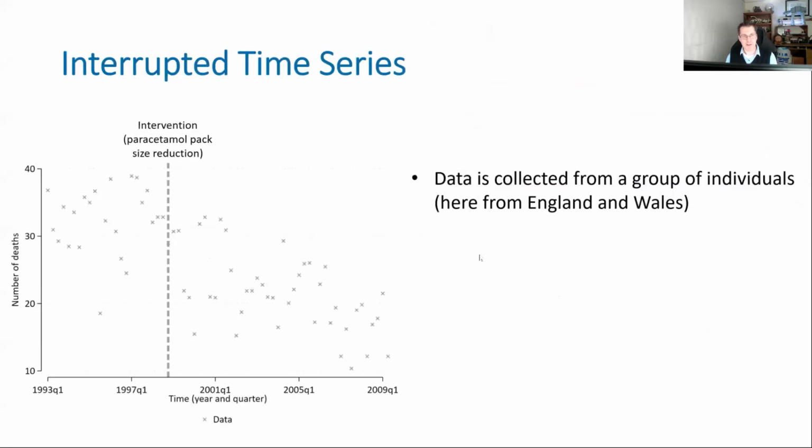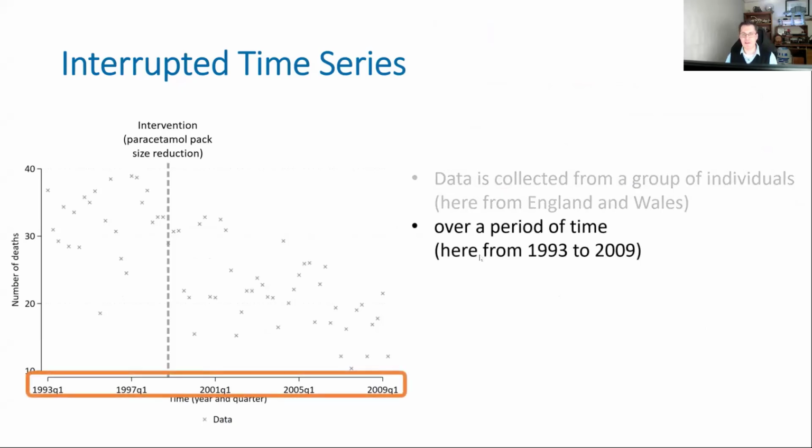We're going to move on now and actually look at the data from that study. Here we've got data collected from a group of individuals, in this case, the population of England and Wales. Our y-axis here is the number of deaths. And we can see we're looking at time on our x-axis from 1993 all the way to 2009.